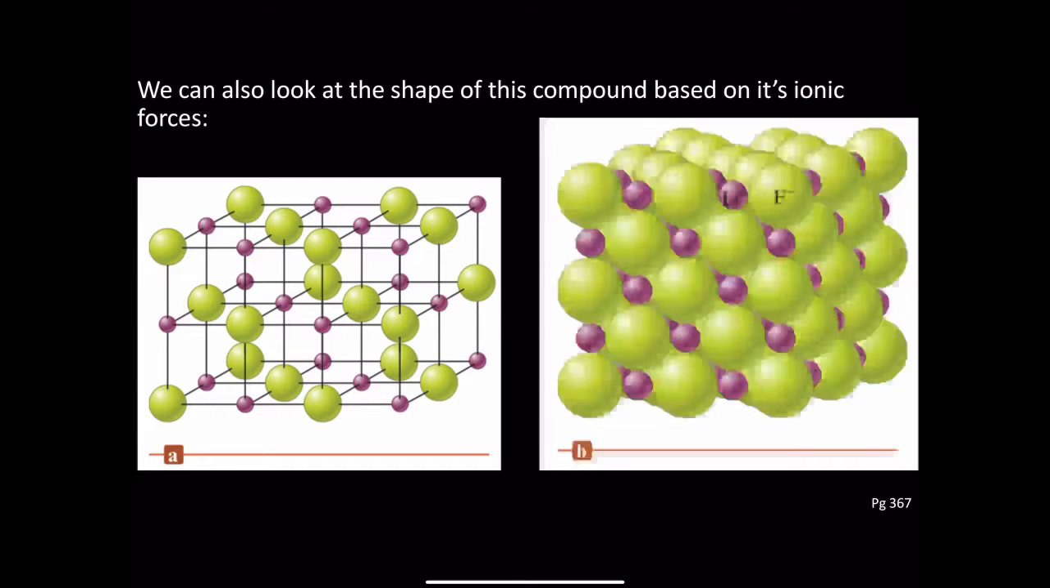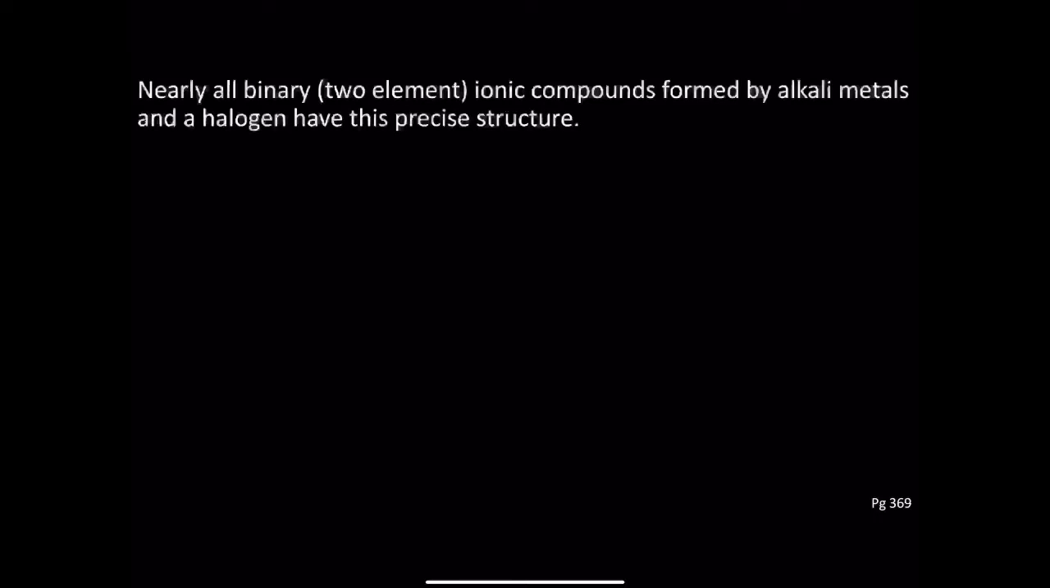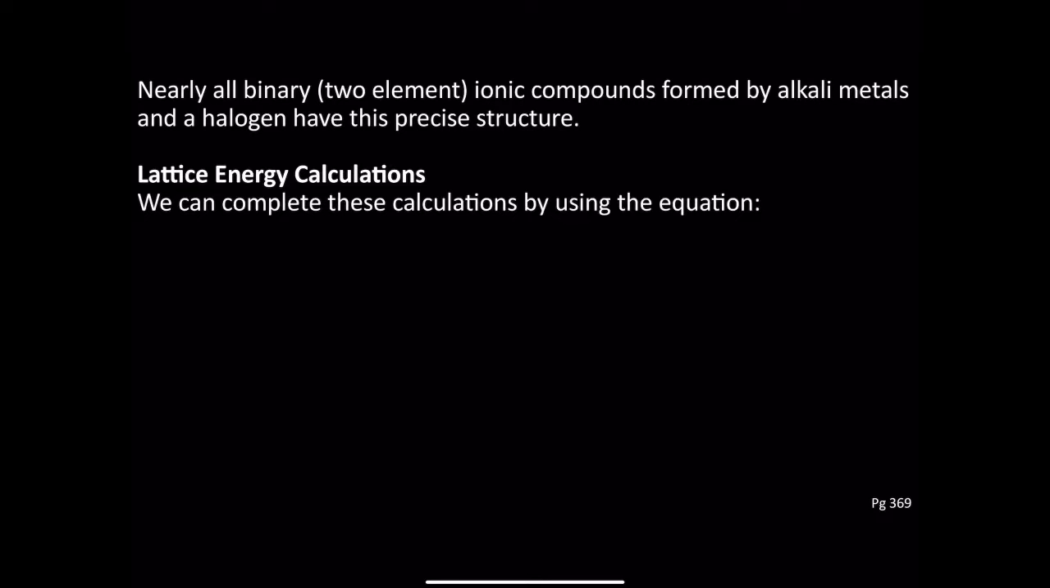So here's another way to look at it. Without those lines separating them, each negative fluorine is as far away from another fluorine as it can be, and each positive lithium is doing the same with other lithiums. Now, nearly all binary two-element ionic compounds formed by alkali metals and halogens have this precise structure, okay, that lattice.